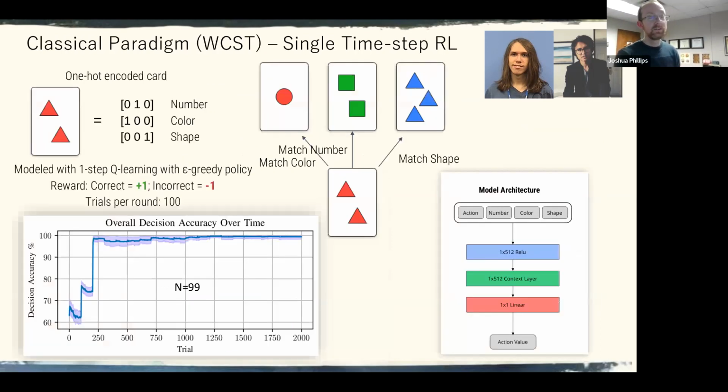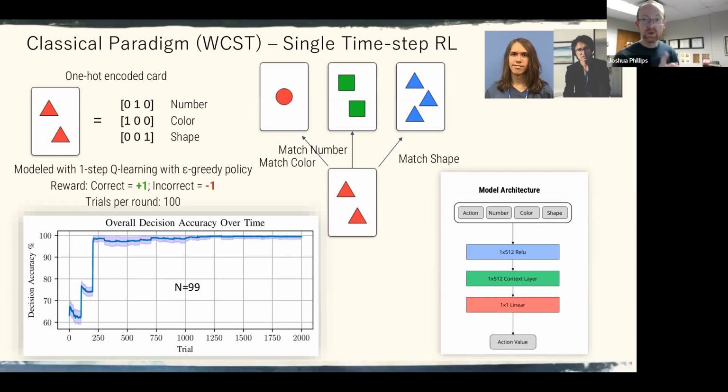On top of that, we tested on the classic paradigm here with the Wisconsin card sort. And this was really just to make sure that it could do the kind of thing that we saw previous models do. And sure enough, it's able to solve that Wisconsin card sort task and be able to decide between the different rules that we've set. So these are just decision accuracies that we have.